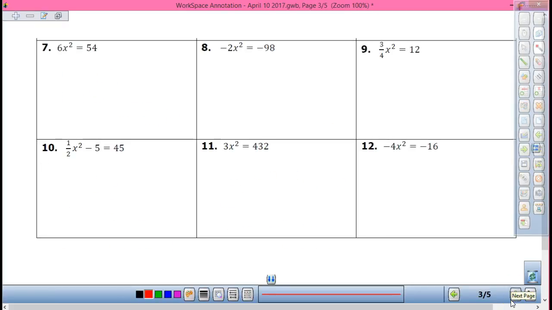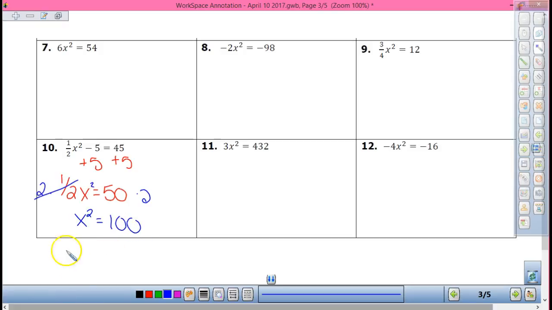Alrighty then, since you guys are so very fond of fractions, let's take a look at number 10. First step is to do what? Yep, we're going to add 5. So I have 1/2 x squared equals 50. And now what do I have to do? I have to divide by 1/2. Dividing by 1/2 is the same as doing what? Multiplying by 2. So if we multiply both sides by 2, that gets rid of my 1/2. I get x squared equals 100. x equals 10. x equals -10. Easy peasy so far, right?